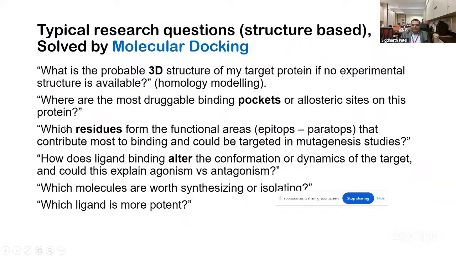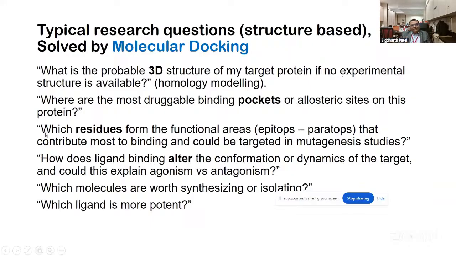The second one is where are the most druggable binding pockets? Once you download the 3D structure from the PDB database, where is the binding pocket or where are the allosteric sites? So when I'll show you the image on the BIOVIA, I'll show you the binding pockets and allosteric sites so that a scientist will understand how your drug or how your phytoconstituent will bind with the protein.